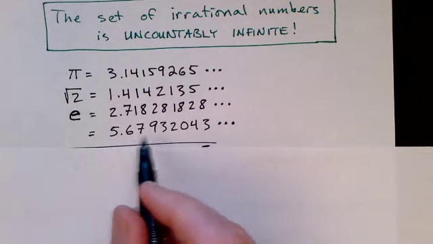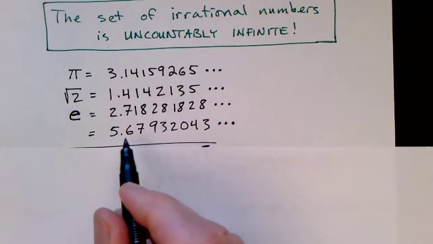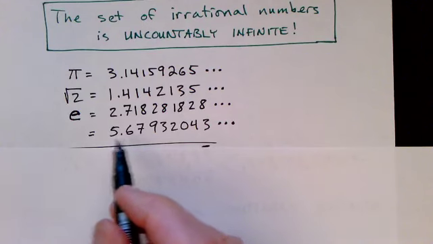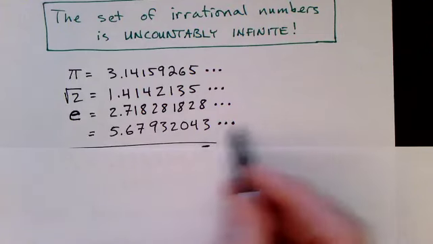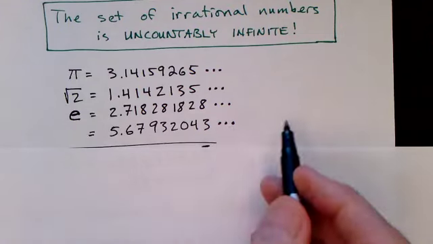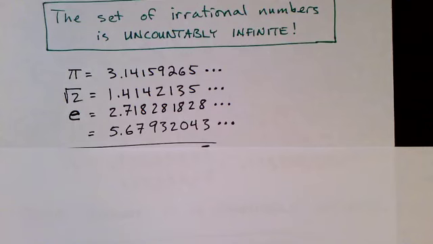And there are many more, and here's one I just made up. This is no number that anyone's ever thought about before. It's 5.679, and it's some number with an infinite number of digits, and those digits never show a repeating pattern.